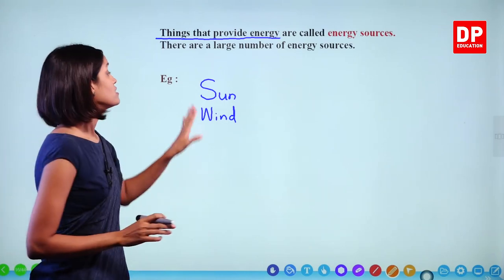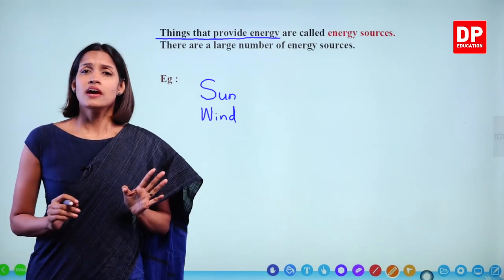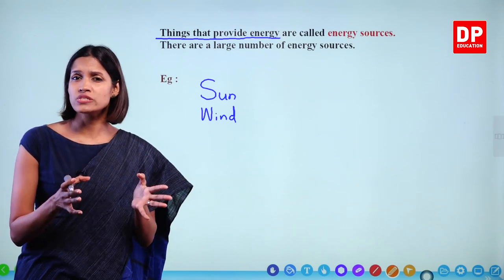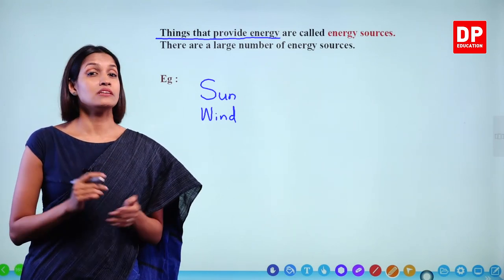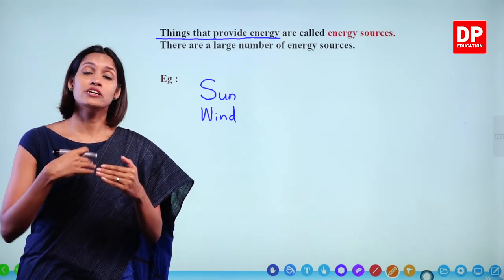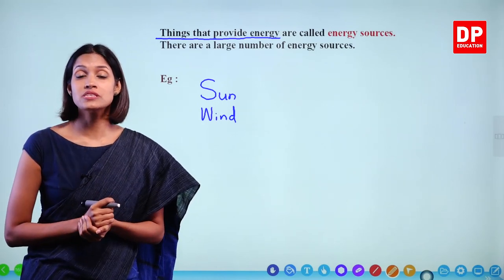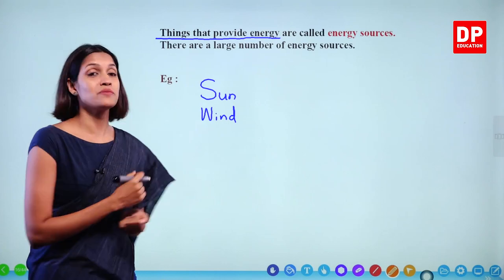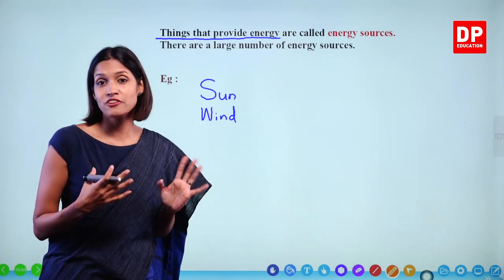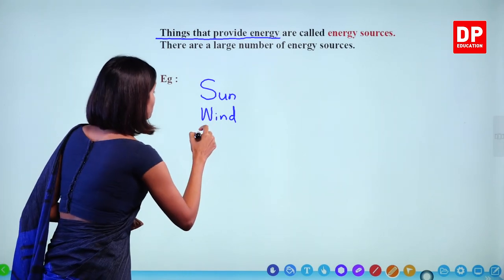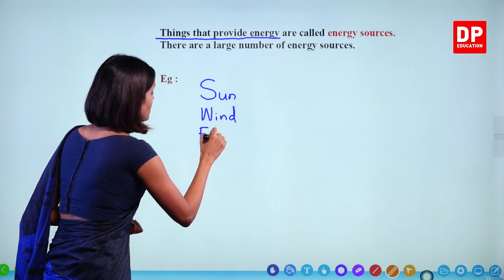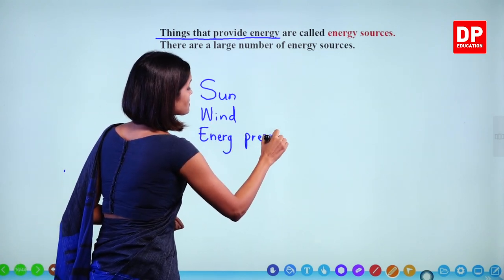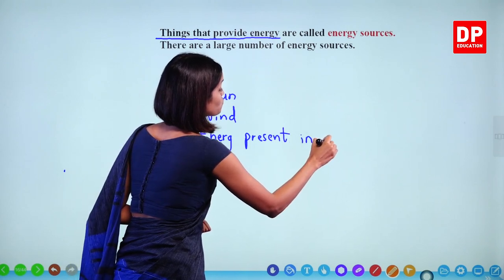Okay, children. So sun, wind, and you all know that we can use the energy present in water. You must have seen in hydropower plants, in order to rotate the turbines, we use the energy present in water, right? So that is another type of source of energy that we can use. Energy present in water.